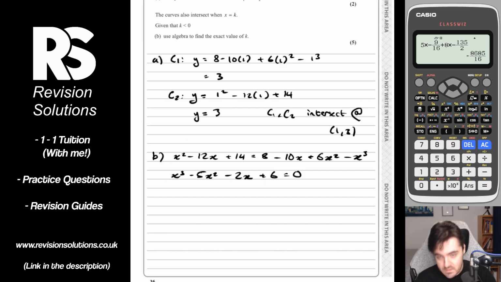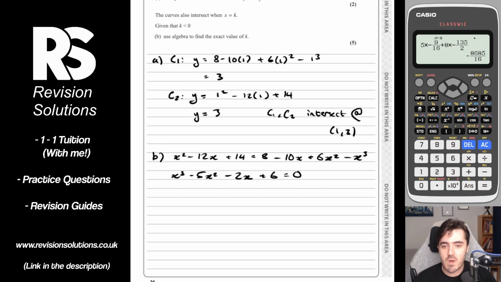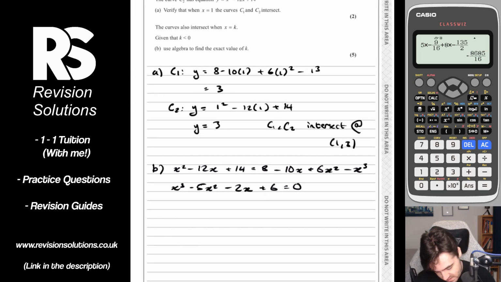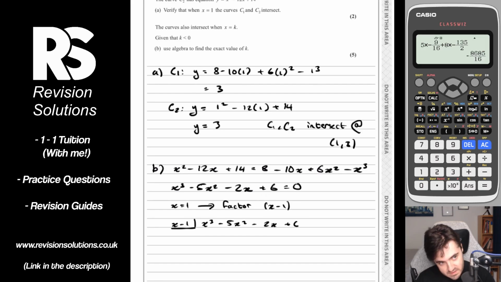and that's all equal to 0. So now we have to start thinking about factors of this, because x equals k is going to correspond to a factor, but rather than trial and error factors, we actually already know one, because we already had earlier an intersection point, a solution of x equals 1. So x equals 1 implies a factor of x minus 1 for this cubic. So we can do long division to simplify our cubic down. So let's do some long division. X minus 1 dividing into x cubed minus 5x squared minus 2x plus 6.